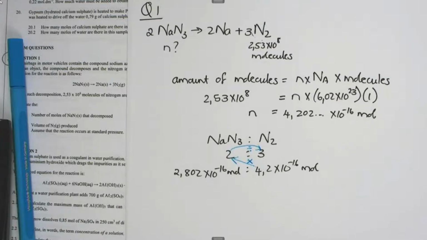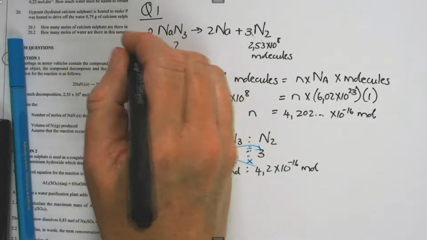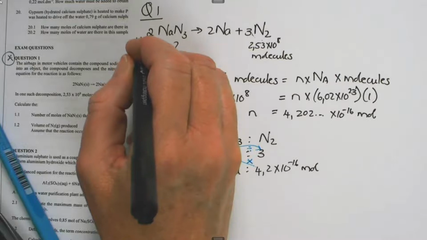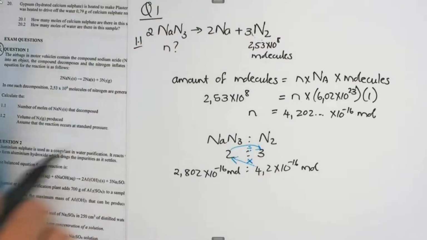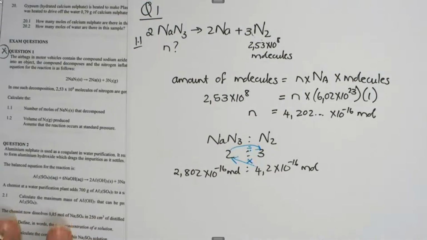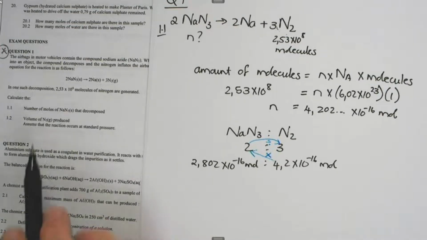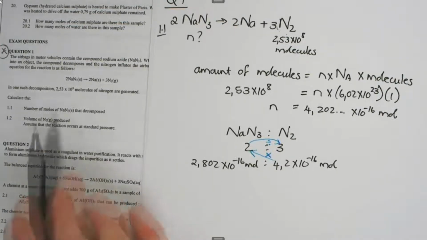They just asked me, this was 1.1, they just asked me the amount of mole. So I don't have to do anything else because they just asked for the number of moles.